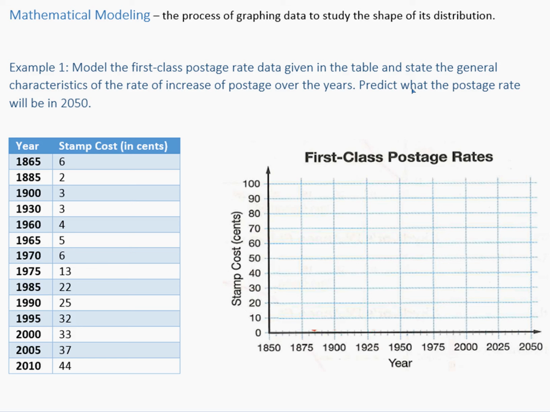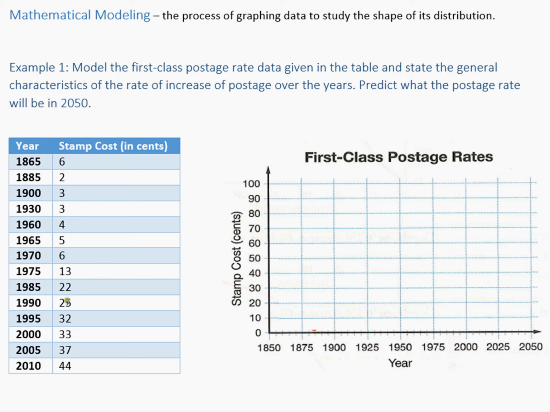I actually have them graphed already that I'll put up there, but in 1865 it was 6 cents. Then it actually dropped down in 1885 to 2. In the early 1900s it was 3 cents. 1960s it's at 4, 65 is 5. So there really wasn't a huge increase in these almost 100 years here.